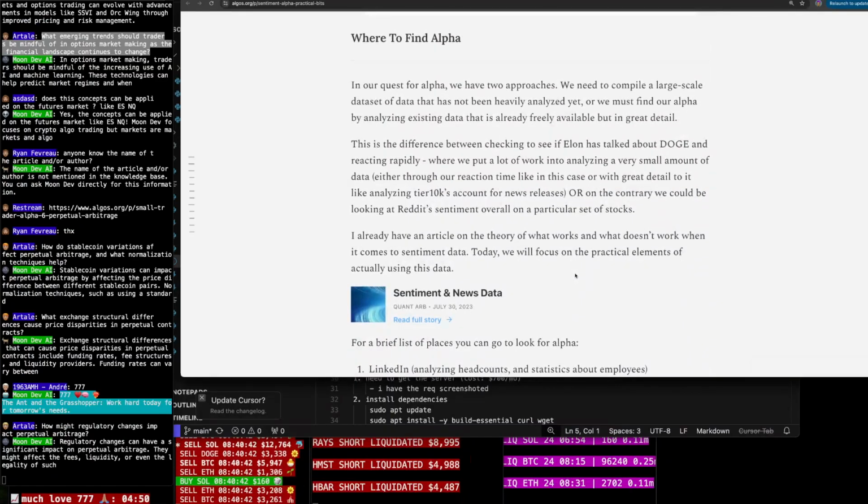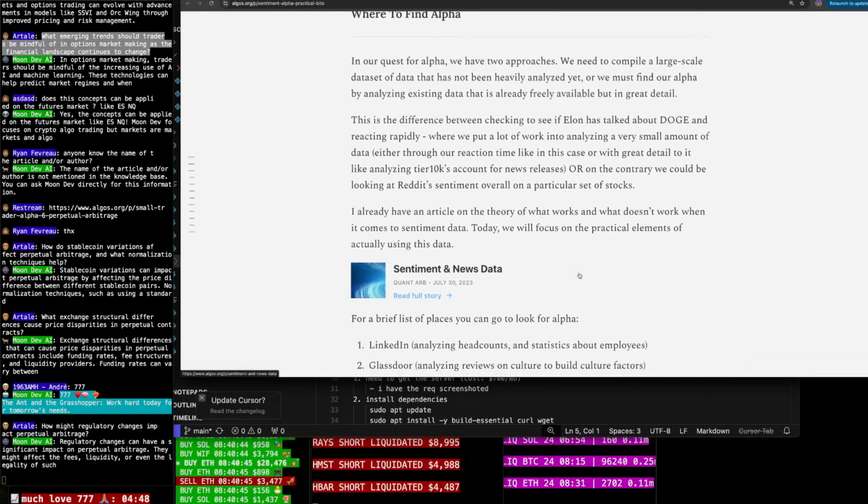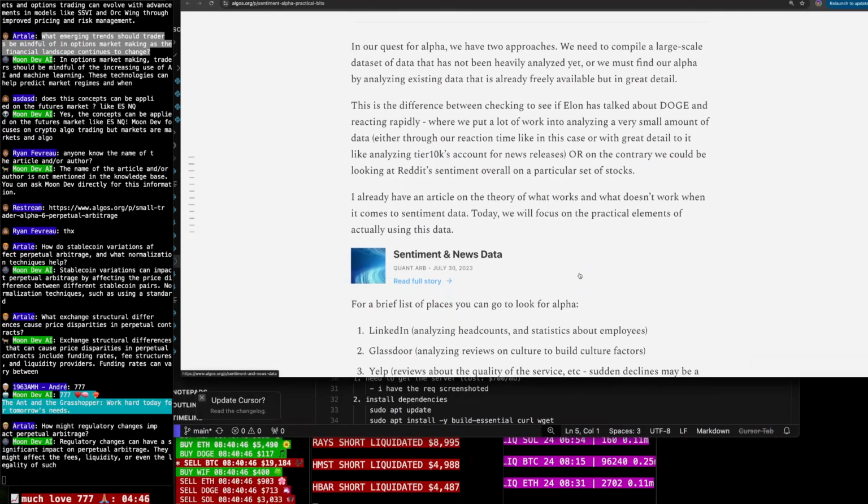In our quest for alpha, we have two approaches. We need to compile a large-scale data set of data that has not been heavily analyzed yet, or we need to find our alpha by analyzing existing data that is already freely available. This is the difference between checking to see if Elon has talked about Doge and reacting rapidly, or putting a lot of work into analyzing a very small amount of data.